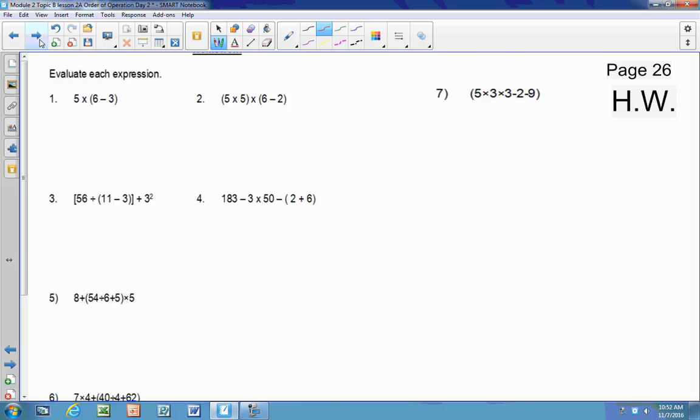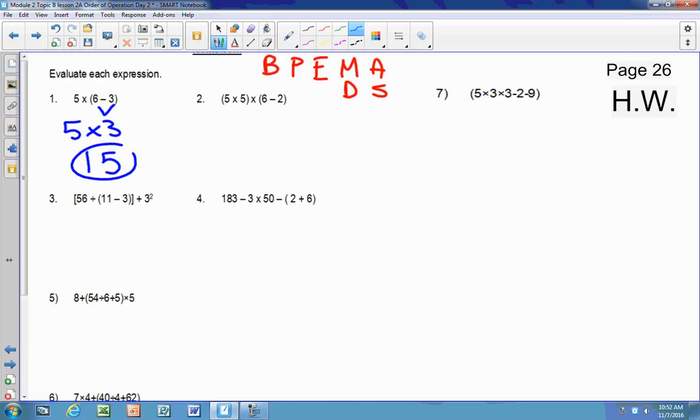And here's the beginning of the homework to help you out a little. So I'm going to just write right across the top here to help me. There's my B PEMDAS. I start with this one. Number 1 has parentheses first, so I'm going to do that and rewrite, and I end up with 15.